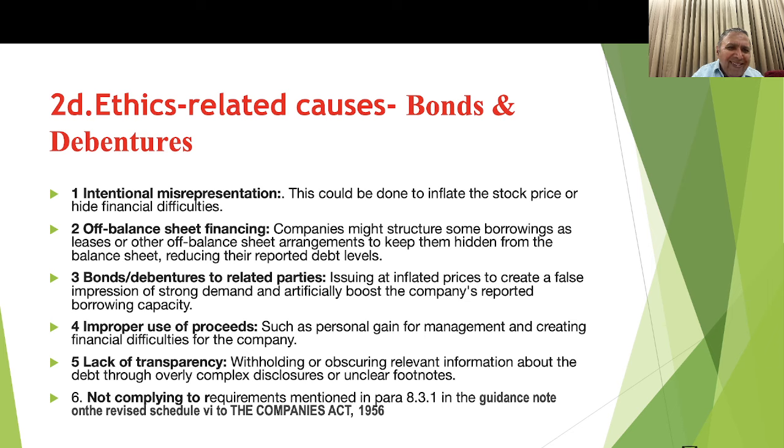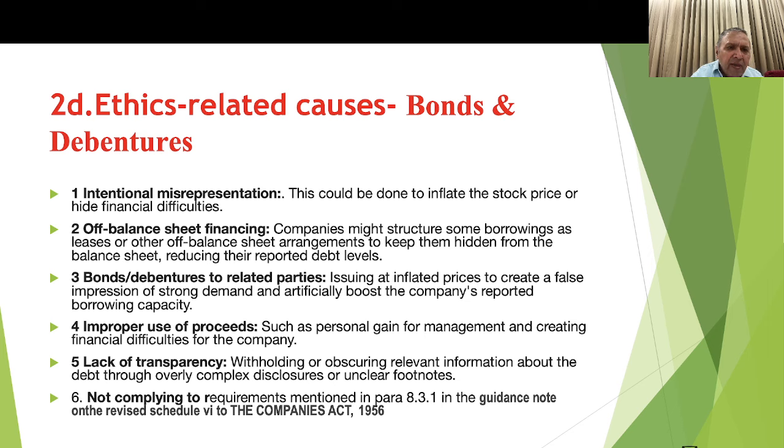Number one is intentional misrepresentation. This could be done to inflate the stock price or hide financial difficulties. Number two is off balance sheet financing. Companies might structure some borrowings as lease or other off balance sheet arrangements to keep them hidden from the balance sheets, reducing their reported debt levels.